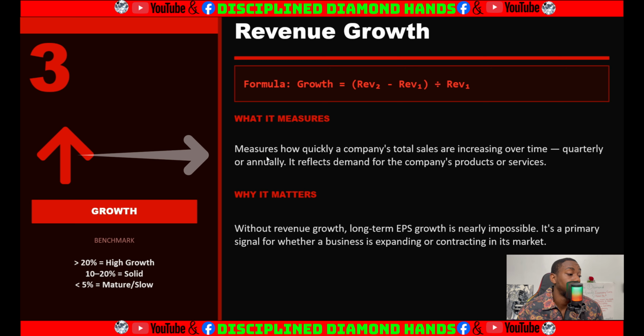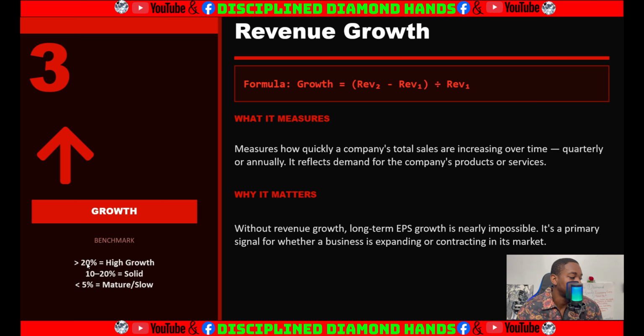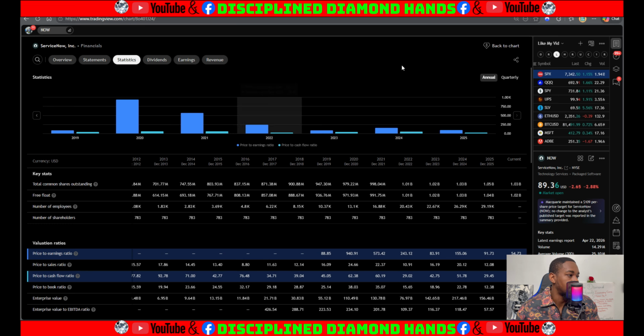Revenue growth. Revenue growth measures how quickly a company's total sales are increasing over time, quarterly or annually. It reflects demand for the company's products or services. Without revenue growth, long-term EPS growth is nearly impossible. It is a primary signal for whether a business is expanding or contracting in its markets. Check it out. Over 20% is high growth, 10 to 20% is solid, less than 5% is mature and slow. Let's see what benchmark ServiceNow is on.